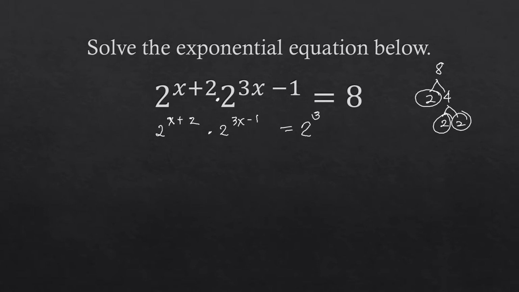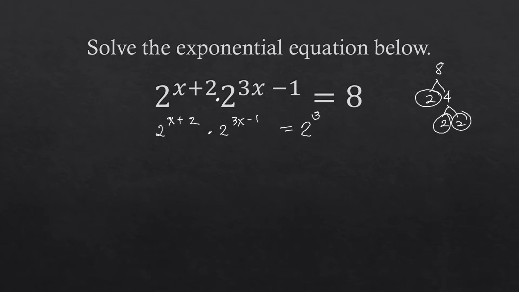Next one, we are going to simplify our left side, because what we want is a single base on the left side and a single base on the right side. Since your left side has similar bases, all you have to do is apply the product rule under the laws of exponents. How does it work? When you have similar bases and you are multiplying, this is what we call the product rule, in which we simply add our exponents.